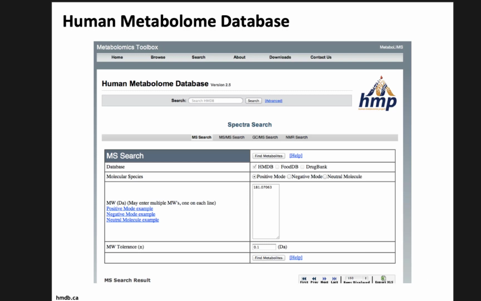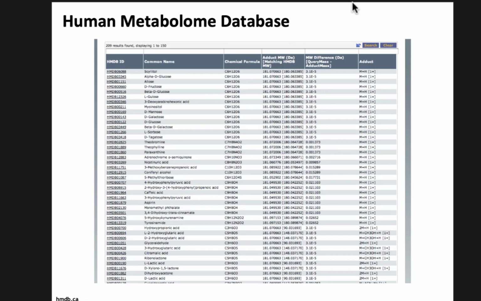You can also drill down a bit and search for a mass that you observed. If you observed a positive mode accurate mass of 181 point something, you can enter the mass in this search window and ask HMDB to give you all the metabolites that would actually hit this mass. And you can see this list can be reasonably long for any given mass accuracy.